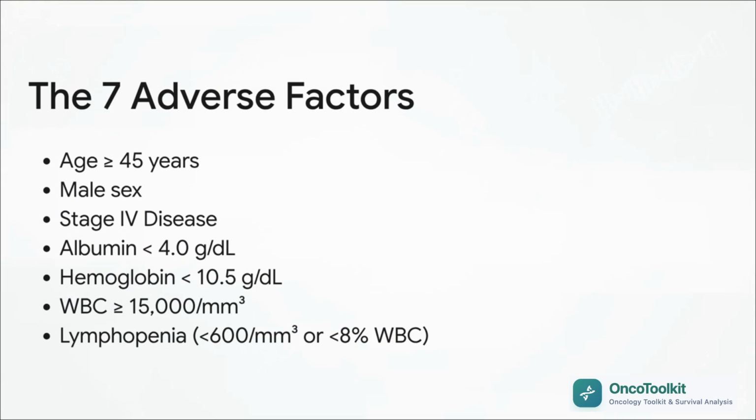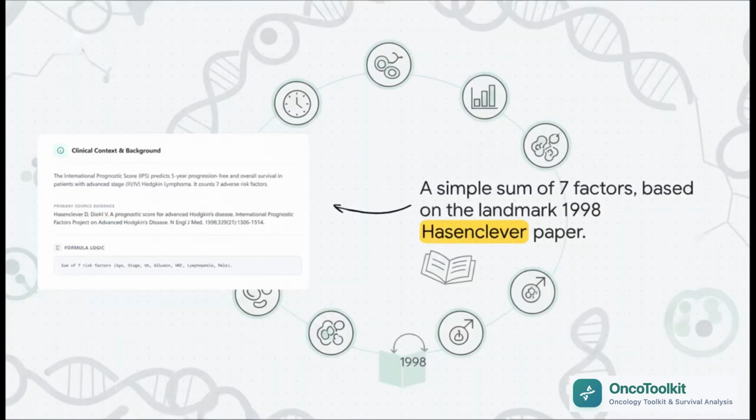The whole score is built on 7 really straightforward risk factors. We're talking about age, sex, and stage, and then 4 key lab values: albumin, hemoglobin, white blood cell count, and lymphopenia. And here's the key: if any one of these is present, it's just 1 point. Simple as that. What's really elegant is the formula itself. It's not some complex, weighted algorithm. It's a simple sum. You just add up the factors that are present. And this isn't made up; it's grounded in the landmark 1998 Hasenclever paper from the New England Journal of Medicine that you see right here.